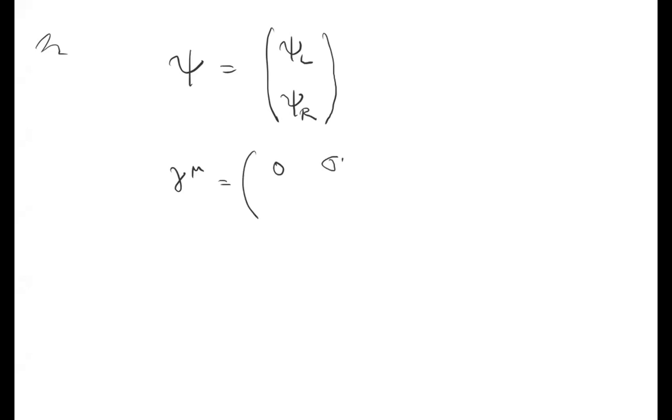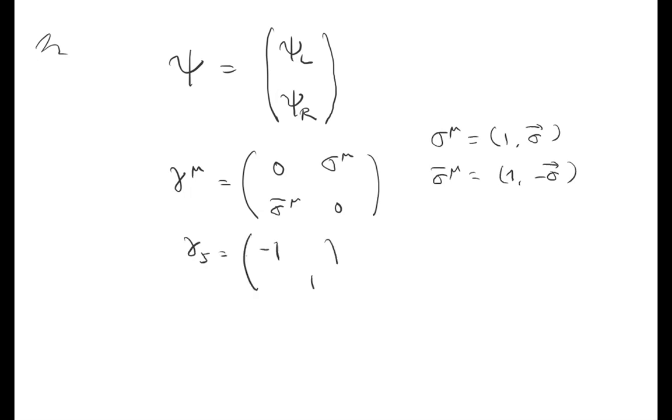Does this work? Okay. So psi has 2 components of psi L and 2 components of psi R. And gamma mu is often written this way. And sigma mu is a 2x2 matrix, and so are sigma mu bar. And gamma 5 is -1, 1.